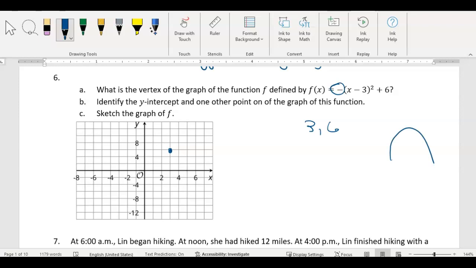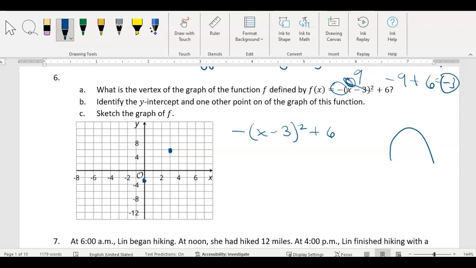So now I'm going to find the y-intercept. I can find the y-intercept in two ways. I can plug 0 in for x, or I can put this into standard form. If I plug 0 in for x, I get negative 3 squared, which is 9. So we'd replace this with a 9. But then I have that negative, so it's negative 9 plus 6 equals negative 3. So it can be (0, -3).